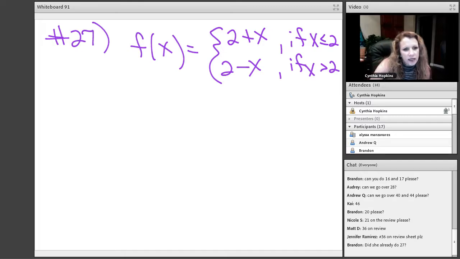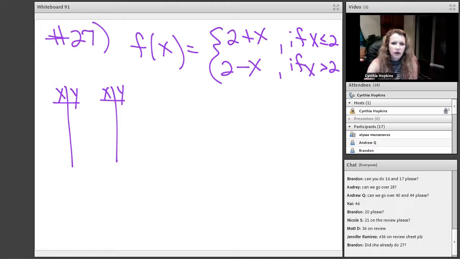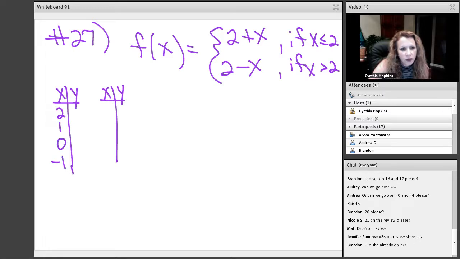Okay, so I suggest you make an XY table for each of those parts of your function. We have two pieces of our function. So the first one that I have to the left here, I'm going to use if x is less than or equal to 2. I'm going to start with 2, and then I'm going to go down from that. So 1, 0, -1, that should be plenty. Okay, and I'm going to plug it into this first function because that's where x is less than or equal to 2. All right, so if I plug in 2, I get 4, then 3, then 2, and 1.